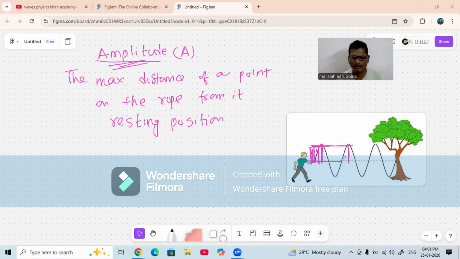So the maximum distance of a point on the rope from the resting position. This is the resting position. So this is the height. The maximum height of a point on the rope from the resting position is called amplitude.